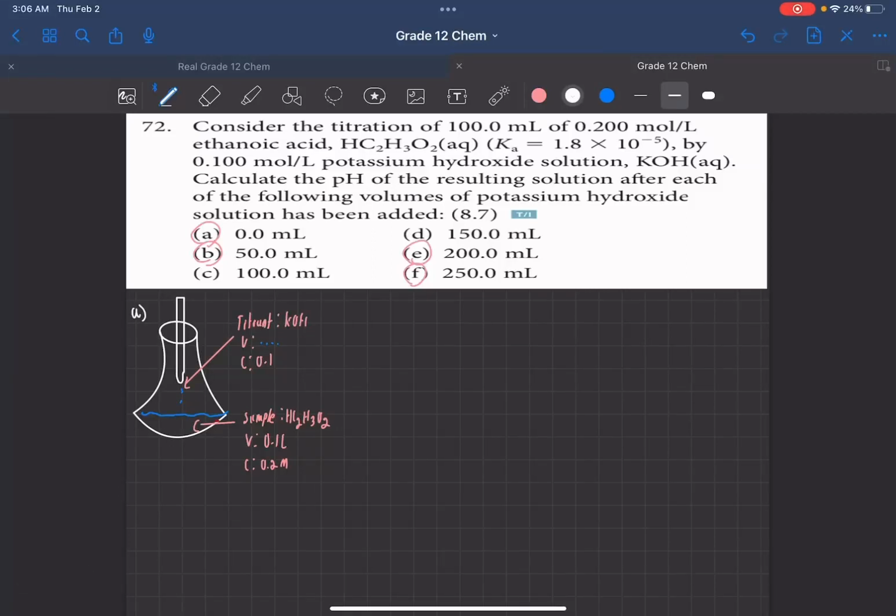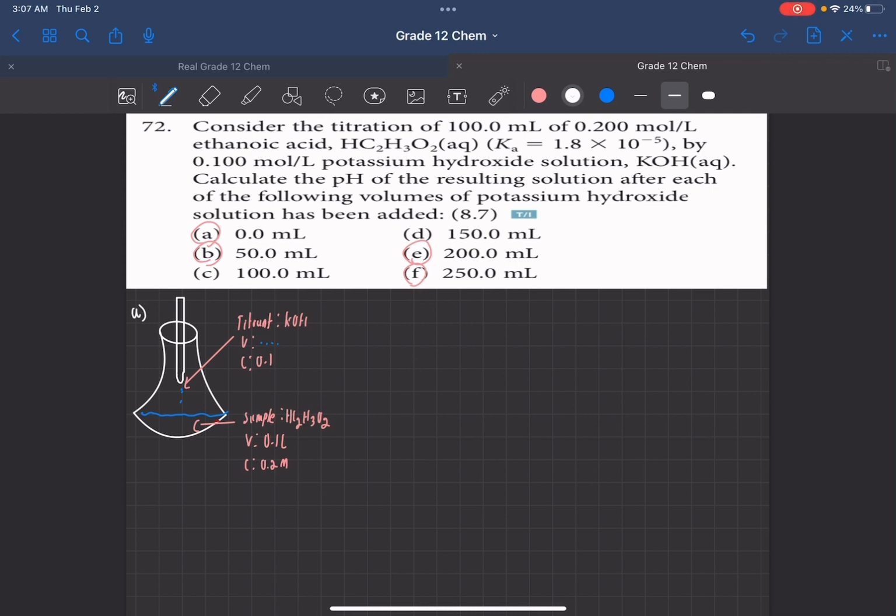Alright, in this video we're going to be covering the 4 possible types of titrations with a weak-strong titration. In this case we're working with a strong titrant, potassium hydroxide, and a weak sample, ethanoic acid. We're going to do parts A, B, E, and F, as C and D are pretty repetitive. So let's start with part A.